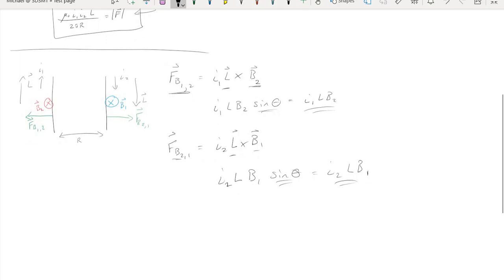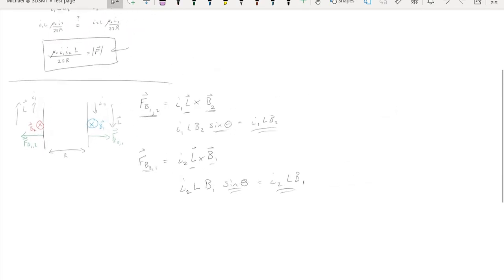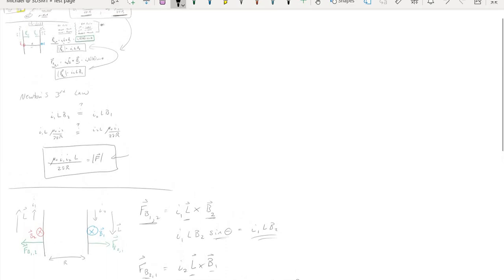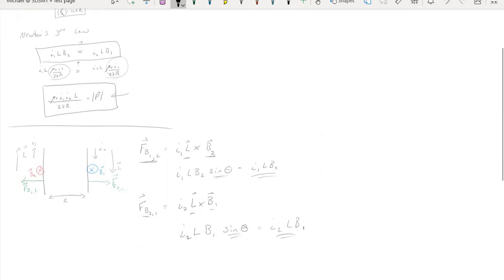And so the magnitudes of these two forces are no different from what we got in the previous case. And we've already done the work involved with substituting in the magnitudes of the magnetic fields. And so we will once again get the same equal and opposite force relationship between these two wires.